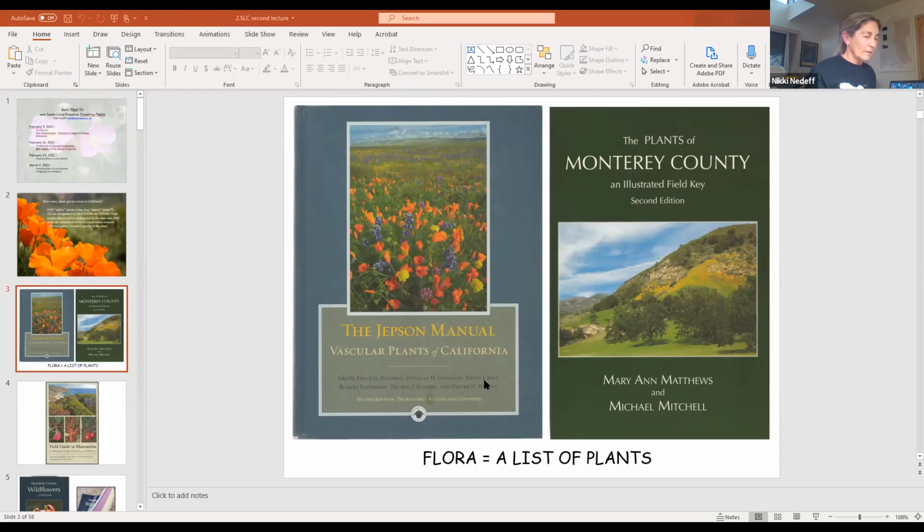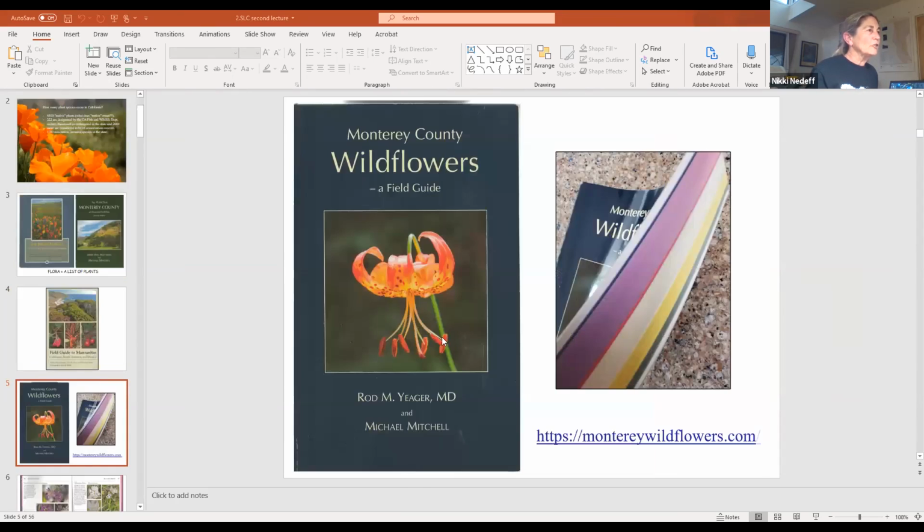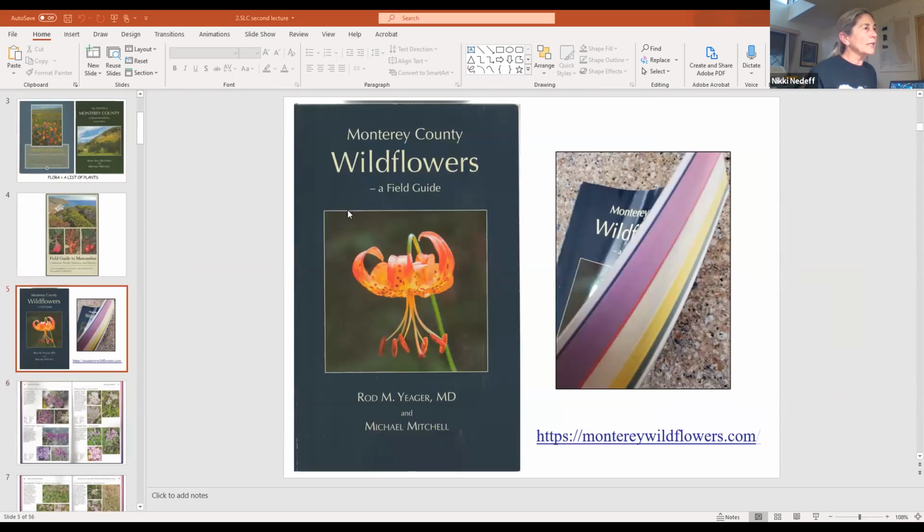also published this Monterey County Wildflowers, a field guide. This is very specific again to our county. It's a really, really useful reference. And I encourage you all to see if you can find a copy.